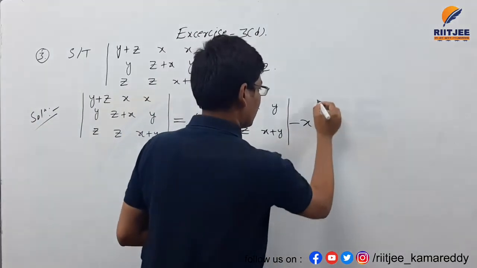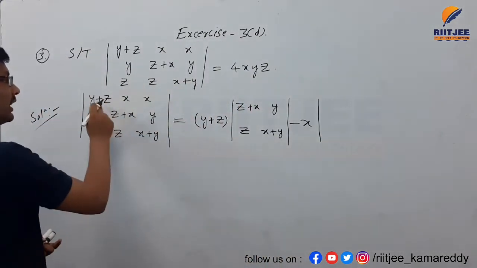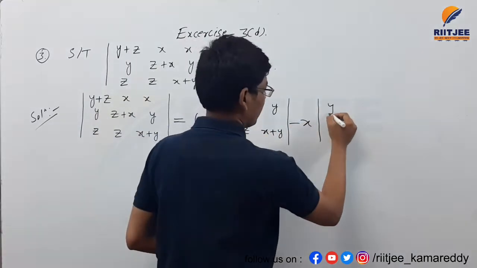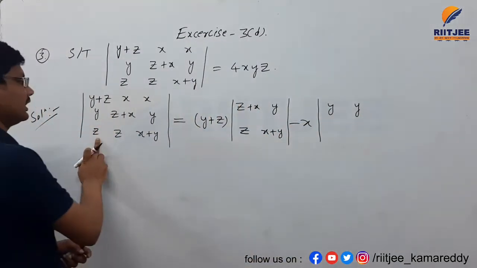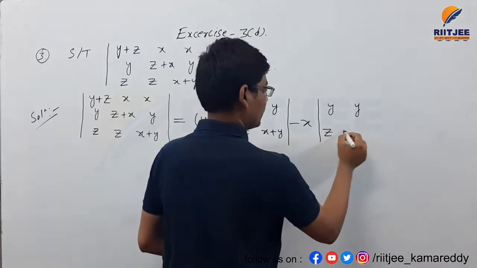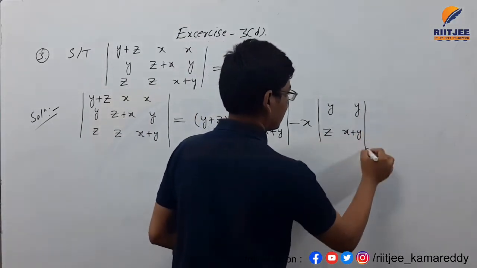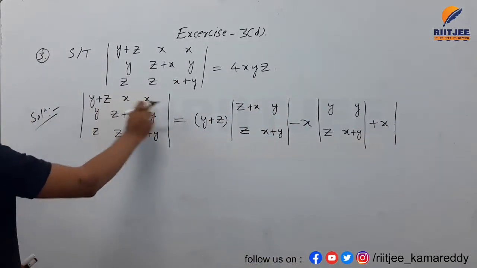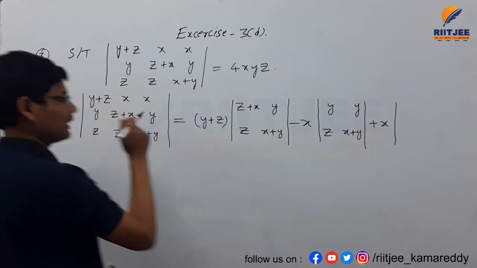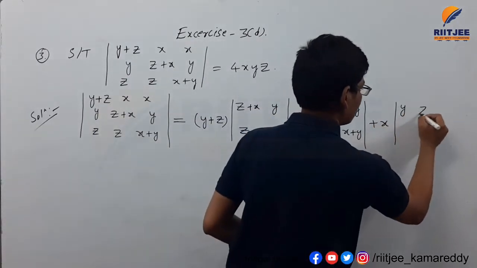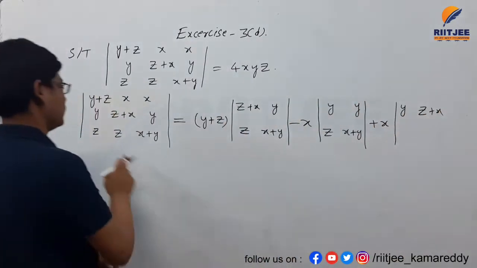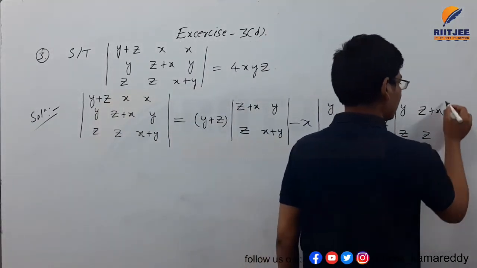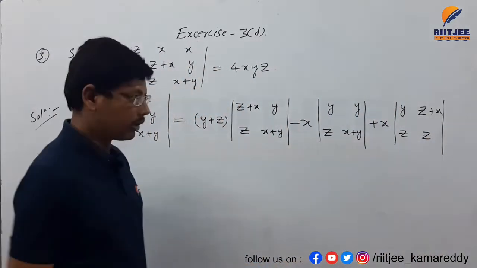Minus x into the modulus of, eliminating the row and column which has x, y, z; z, x plus y, and plus x into the modulus of, eliminating the row and column which has x, y, z plus x; z, z. This is the complete modulus here.